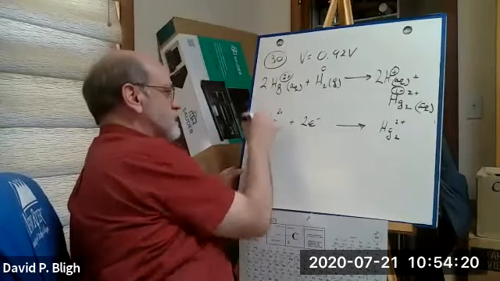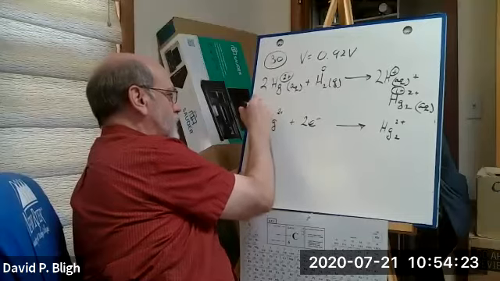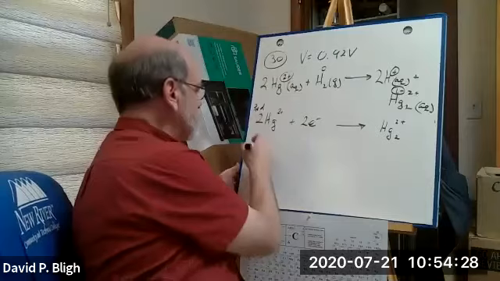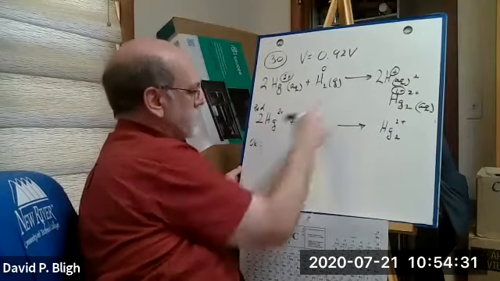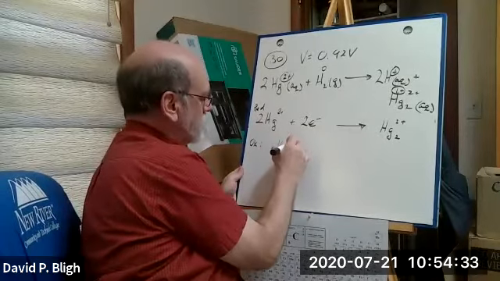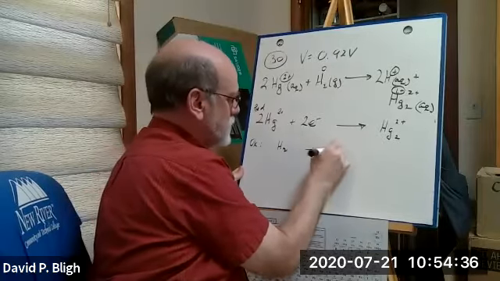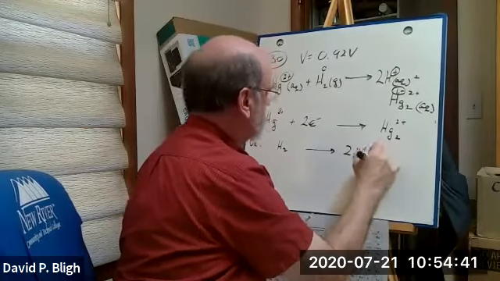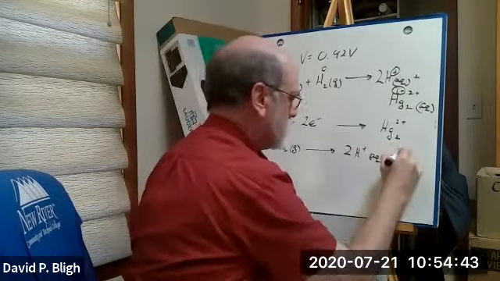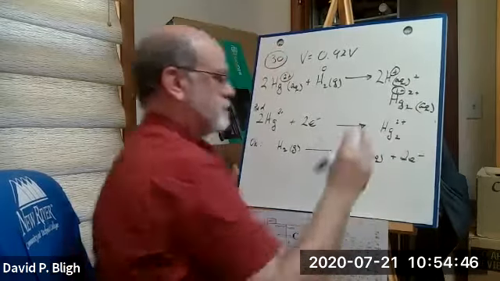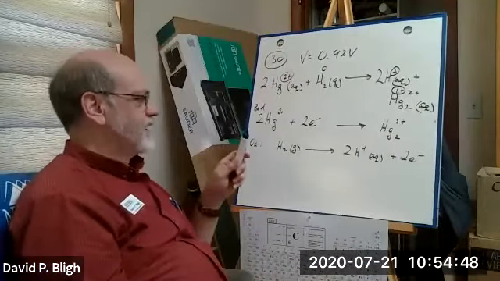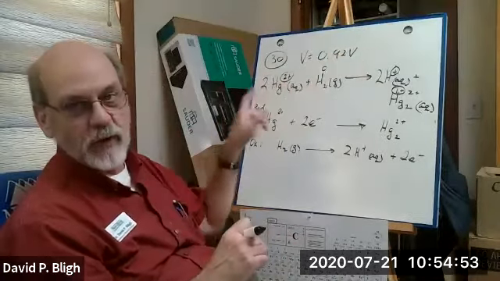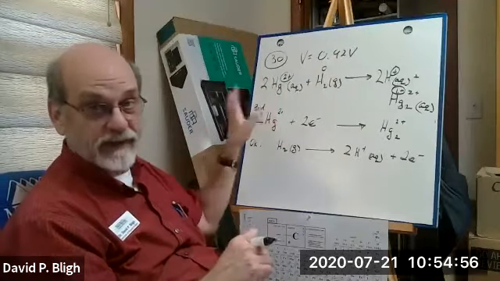So that's the reduction. And the oxidation occurs with this one to yield that, plus 2 electrons. Okay, and the voltage for this whole reaction is 0.92. So it means it's spontaneous.